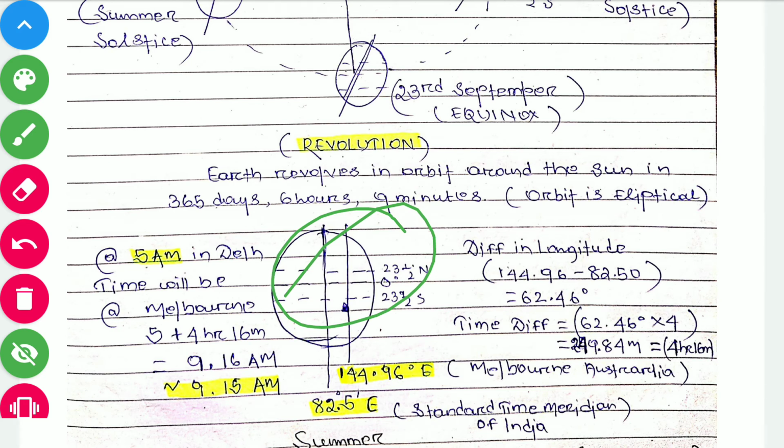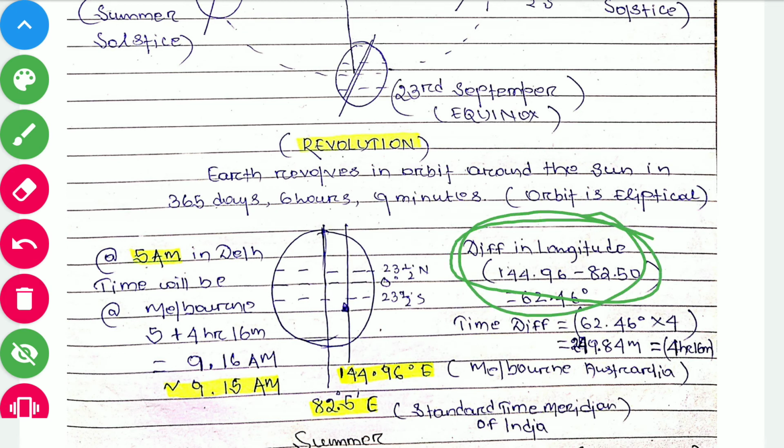First, we have to know the longitude of Melbourne, Australia, which is 144.96 degrees east, and our Indian standard meridian of time is 82.5 degrees east. To know the difference in time, first we have to find the difference in longitude. 144.96 minus 82.50 will be 62.46 degrees.